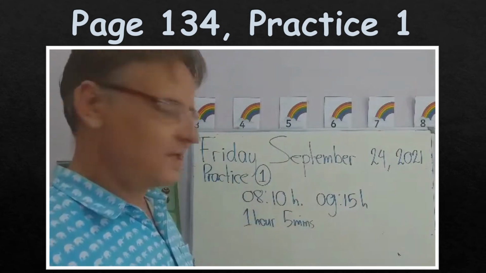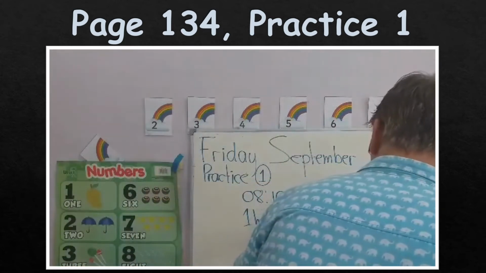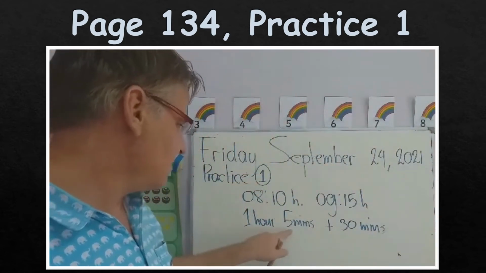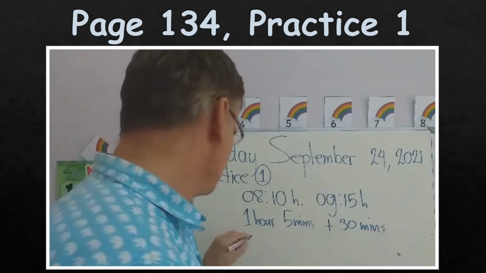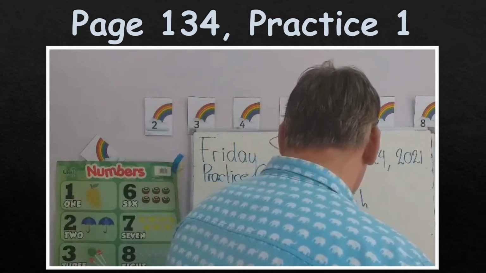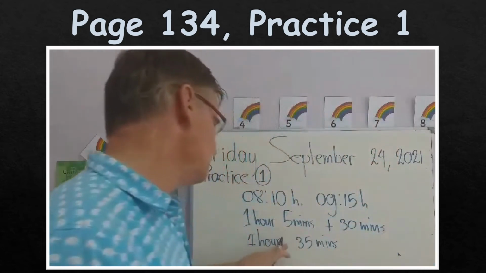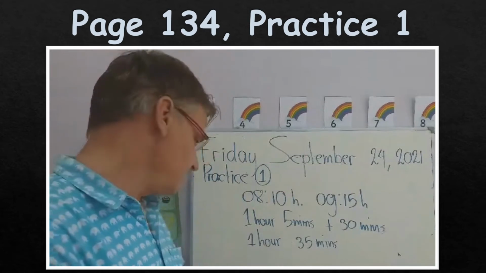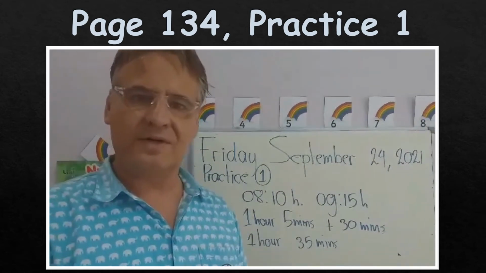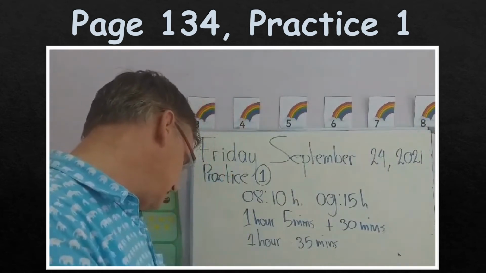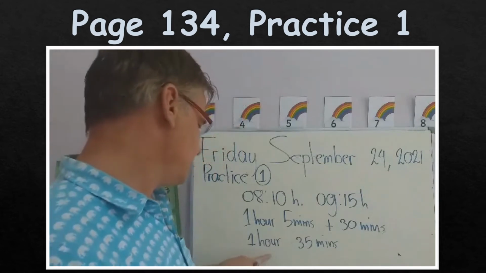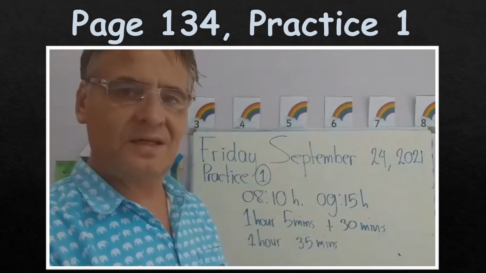This is 1 hour and 5 minutes plus 30 minutes, right? So how much time is 1 hour and 5 minutes plus 30 minutes? 1 hour and 35 minutes. Okay, you can see. 1 hour and 35 minutes. So the answer is, what is the answer? How much time did she spend outside the house that morning? She spent 1 hour and 35 minutes outside the house.